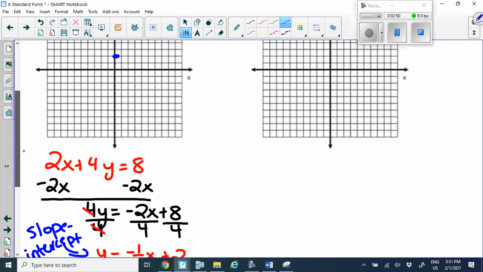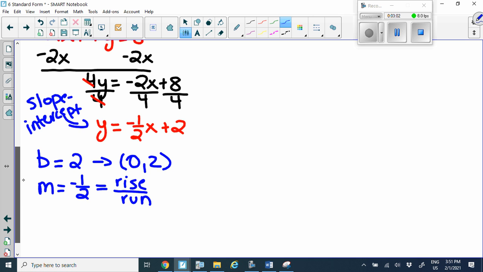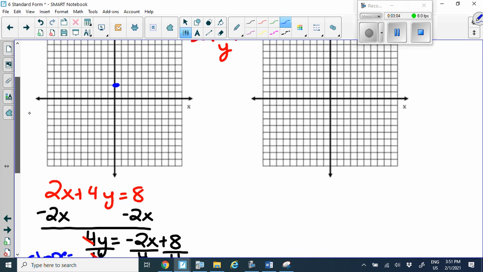Now, let's use the slope to plot 4 other points. Our slope here is negative 1/2. So remember, that means we rise over run. So we're going to go down 1 and then to the right 2. So go down 1 to the right 2, down 1 to the right 2, down 1 to the right 2, and one more down 1 to the right 2. So at least I have 5 points.